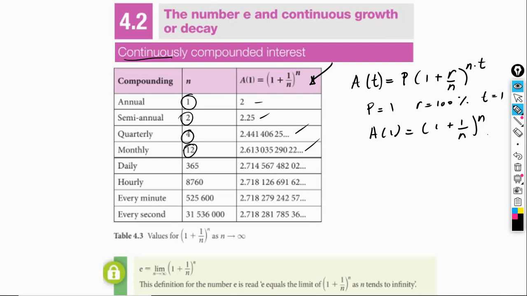So for every second, we would compound it 31,536,000 times a year. And that is going to approximate this number here. But this happens to be equal to e, which is Euler's number. So this table represents the values for 1 plus 1 over n to the power of n as n approaches infinity. So in other words, Euler's number is equal to the limit as n approaches infinity of 1 plus 1 over n to the power of n.